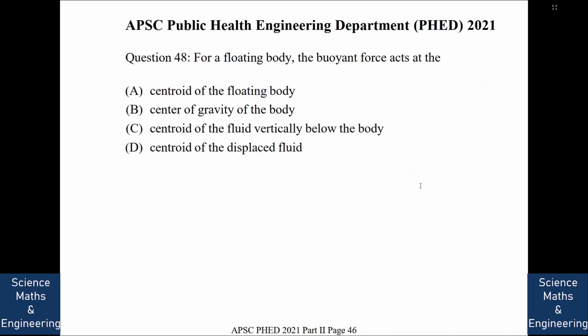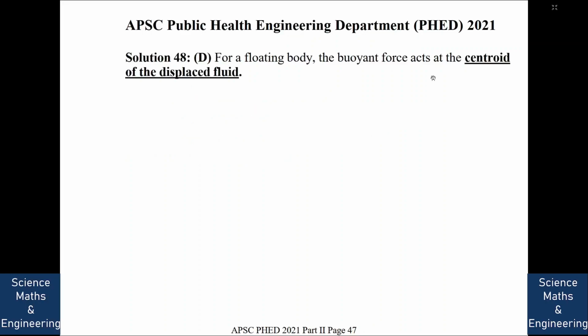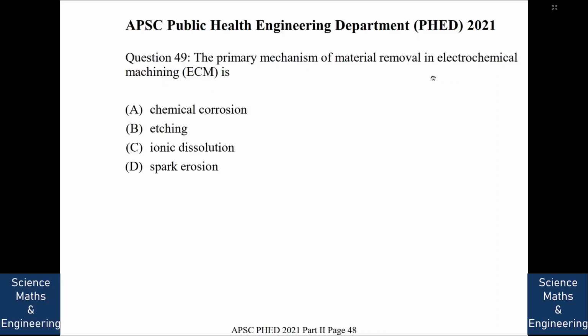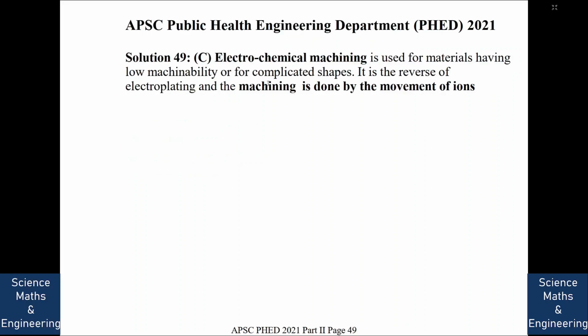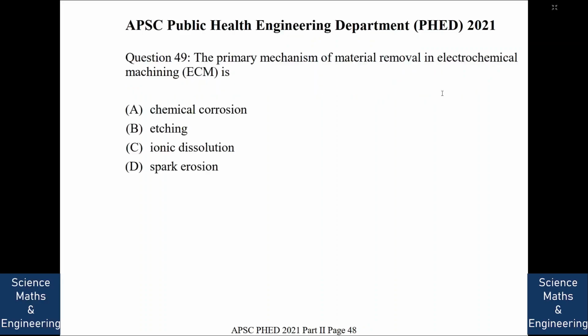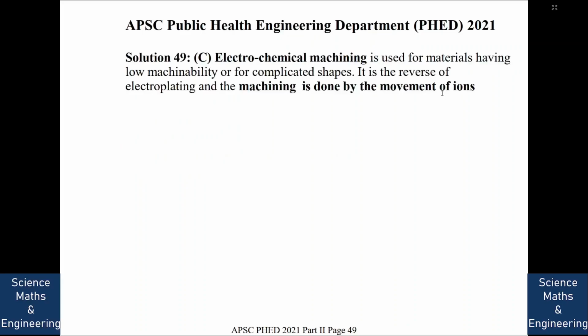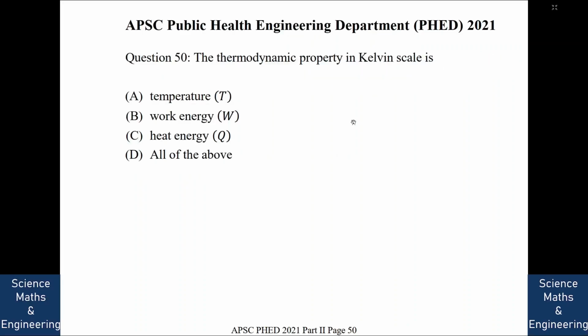So we'll go to the next question. For a floating body, the buoyant force acts at the. So the buoyant force acts at the centroid of the displaced fluid. So we'll go to the next question. The primary mechanism of material removal in electrochemical machining is. So the answer is, the machining is done by the movement of ions. So ionic dissociation is the correct answer.